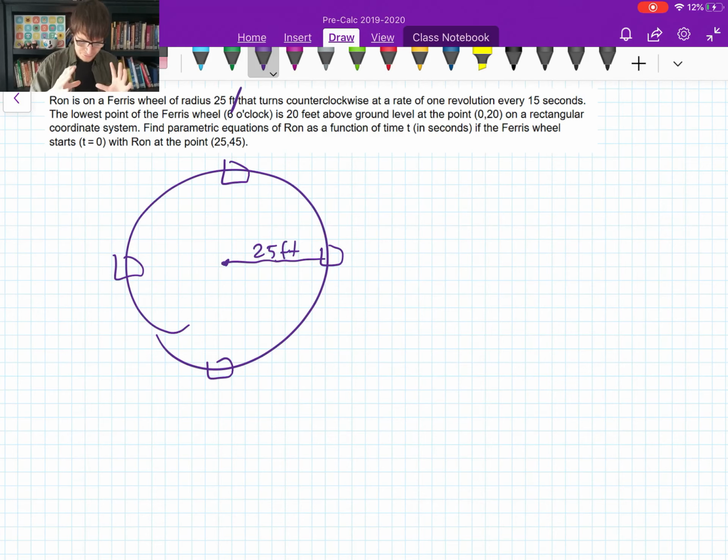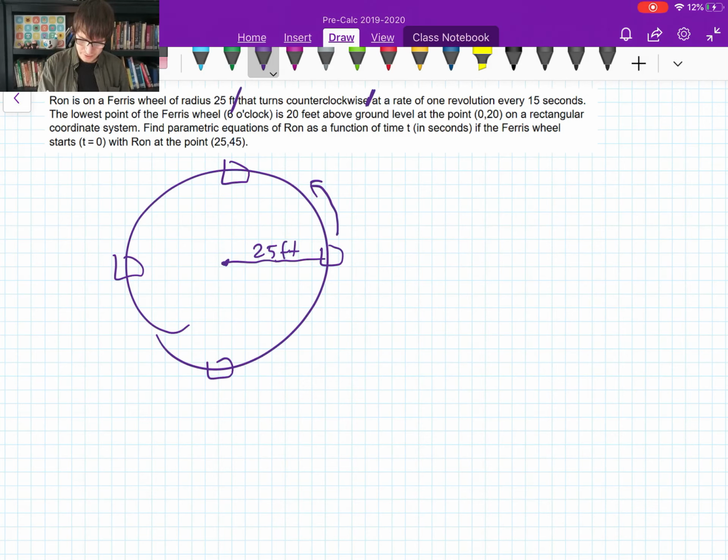Let's start with the first part. It says it turns counterclockwise. That's one thing. It goes that direction. And it does that at a rate of 1 revolution every 15 seconds.